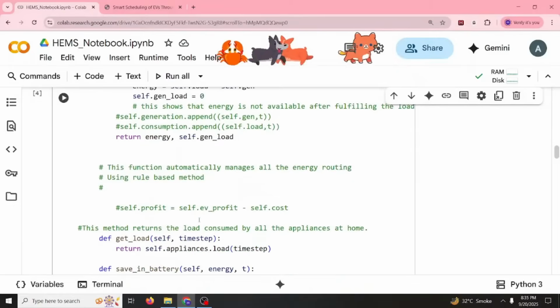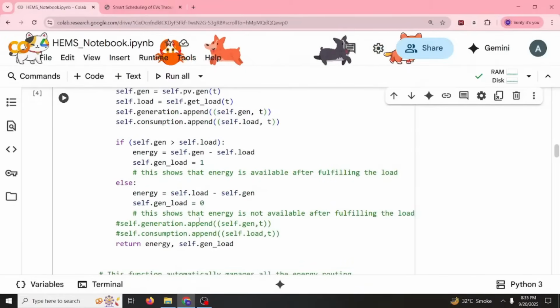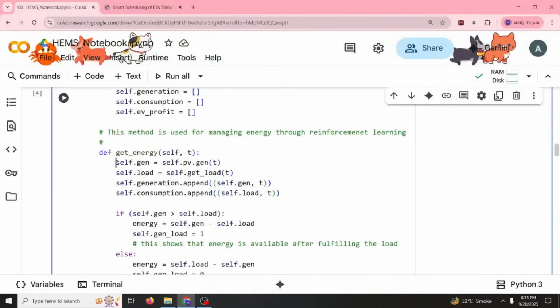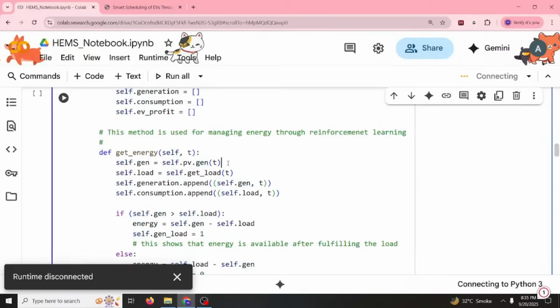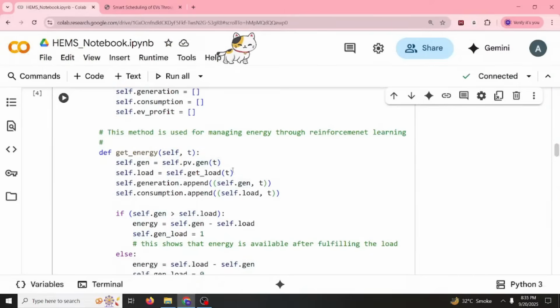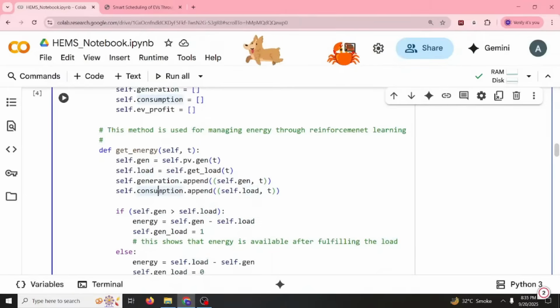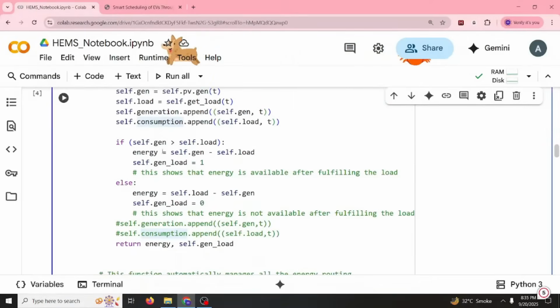Now there comes the main energy method, that is our main method that gives us the energy and the load. So what we say here is that, let's say we have some generation at a given time t, and we have some load at a given time t, and we will see what t is here and where it is coming from. I will show you that also. Generation here, load here, so we just keep track of the generation and the consumption here.